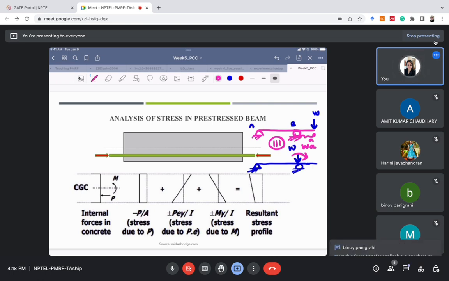I hope you must be knowing this force transfer. We can do it anywhere. Just that we have to keep in mind that this force is actually not shifting. We are doing it just for the analysis purpose, just for calculating the stresses and all. So yes, we can shift it for analysis purpose anywhere.